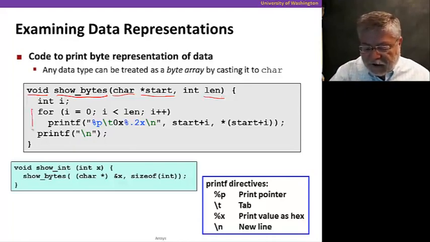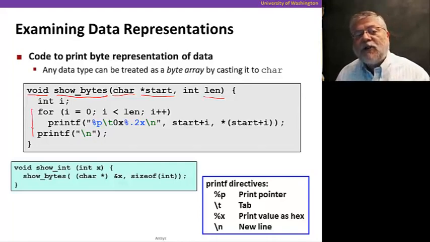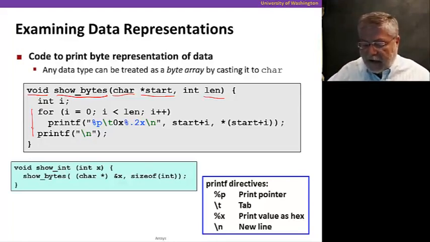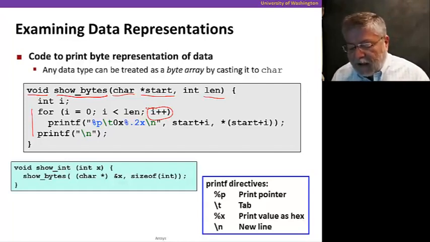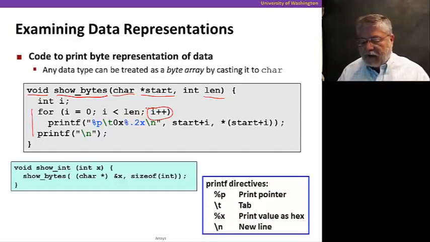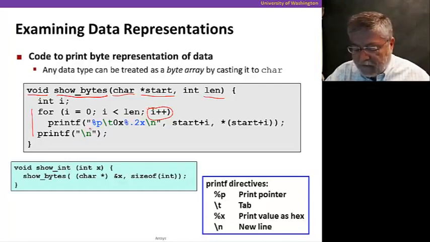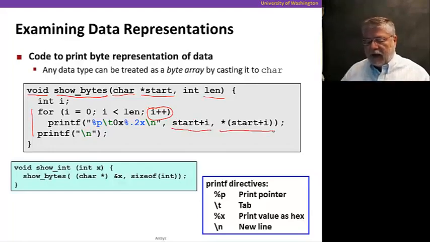The body of the function is just a simple for loop that goes from 1 to length, or 0 to length minus 1, and increments the index by 1 each time around. That's what that i++ indicates, increment by 1. The body of the loop is a simple print statement that we'll see the format of in a second, but it prints two values. The first is an address, the second is a data value.